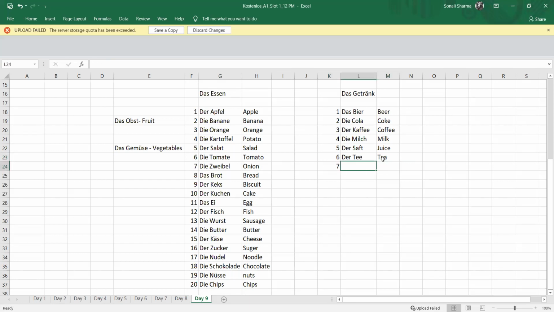Nummer 7, das Wasser. W has to be capital. So Wasser is water. And the last one is der Wein. Der Wein. So wine is again wine. So these are the 8 ones.